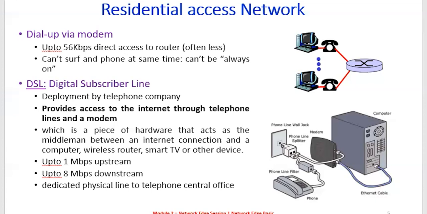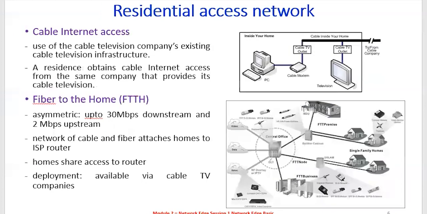Okay. Next, we move on to cable internet access. So this is what we are actually enjoying in recent years. This cable internet access is nothing but the cable television operators, like you have a dish, like I think you have Airtel, Jio, etc. So the cable television company uses the existing cable television infrastructure to provide you the internet. So a resident obtains the cable internet access from the same company that provides its cable television.